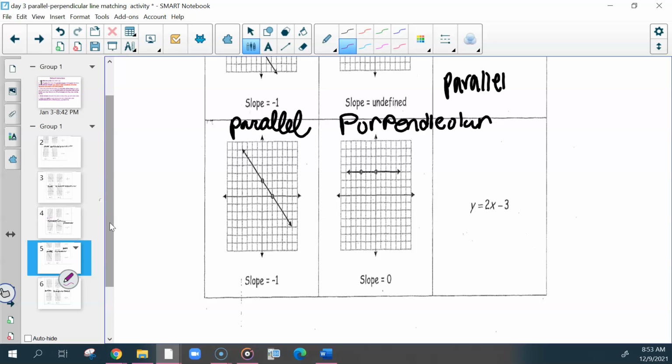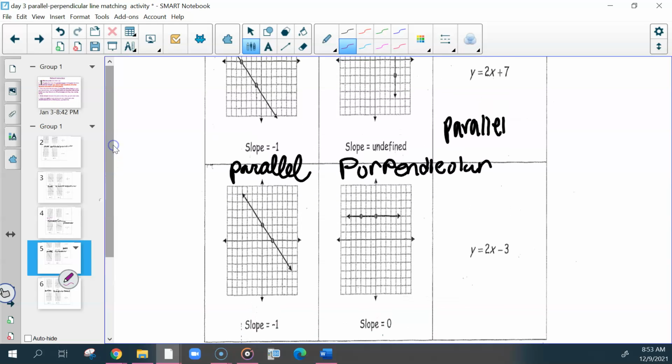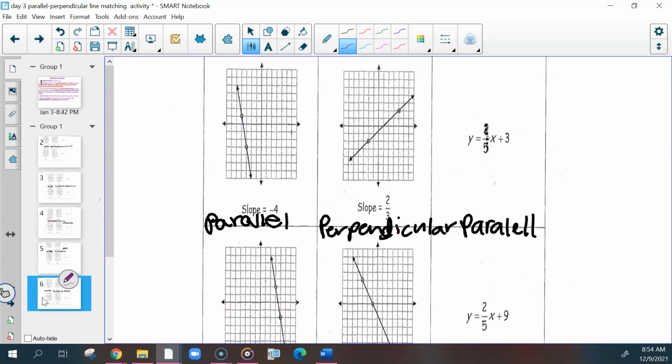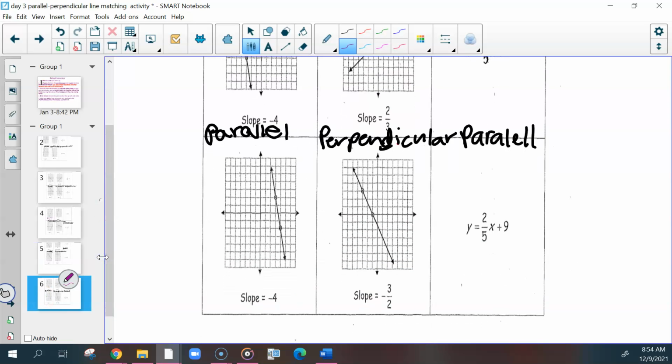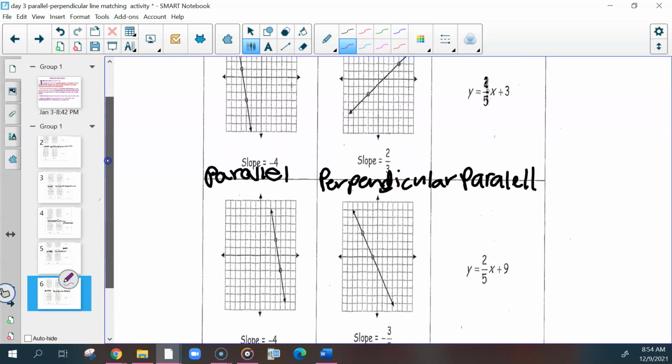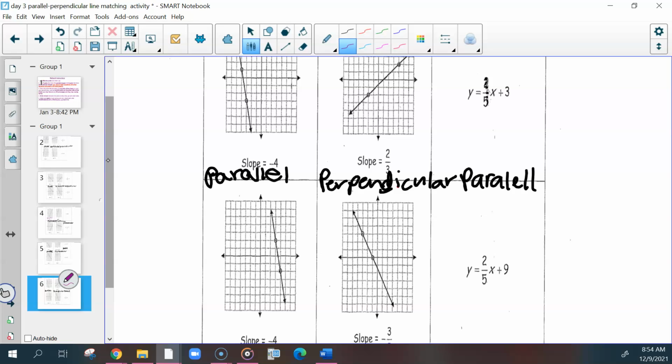Parallel? Yes. Perpendicular? Yes. Did anyone get tricked by that one? No. So you should be perpendicular, and we'll talk more about that in a little bit. Parallel for these last ones? Yes. I'm going to do a quick one. Parallel? Yes. Perpendicular? Yes. And parallel? Yes.